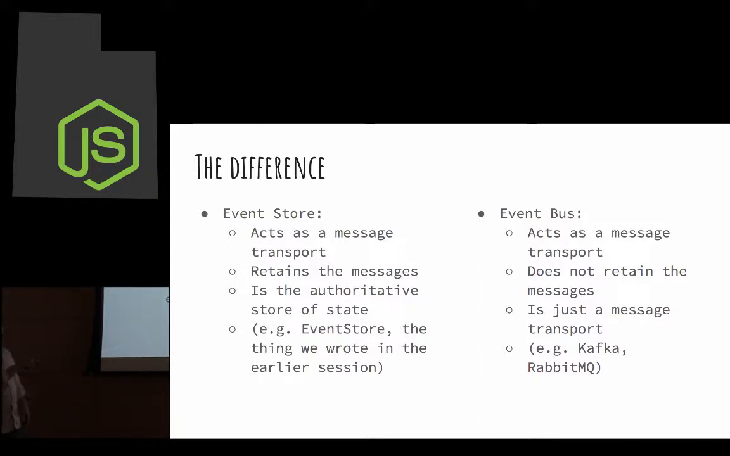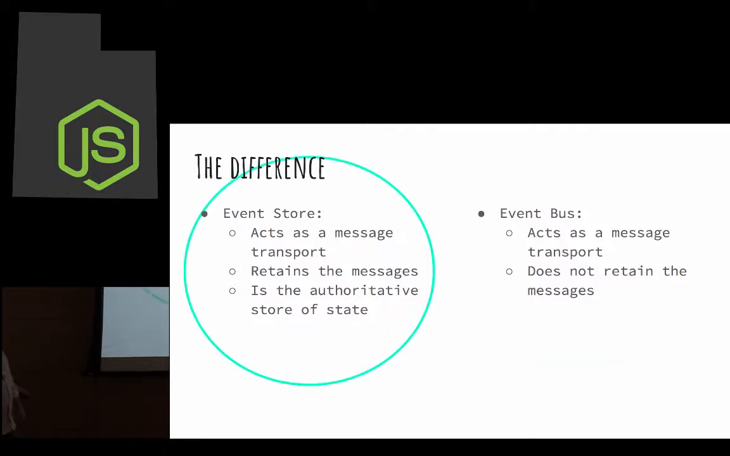But in an event bus, we don't retain the messages. It's just a transport. Examples of that are Kafka and RabbitMQ. An example over here is a project actually called Event Store. And a couple months ago, I did a presentation on building a simple one of these using Postgres. I'm sure it was exciting, but we did it. Anyway, we're going to be talking about using one of these tonight.